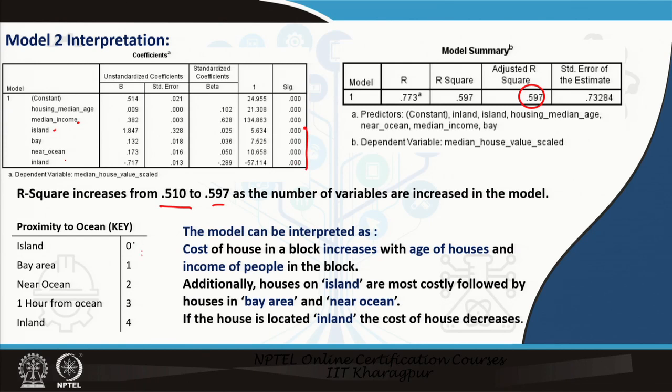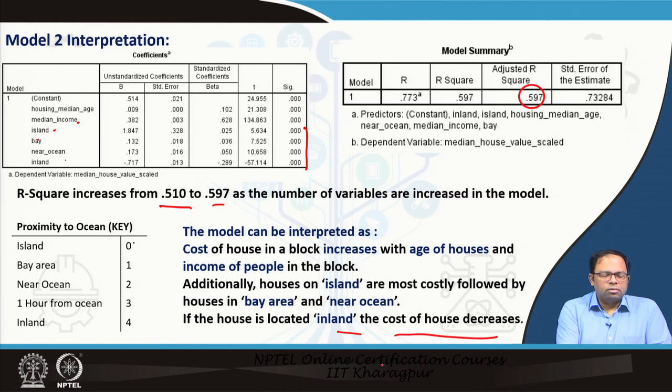So, inclusion of the categorical variables is actually improving our model, and here you see we have taken only 4 variables instead of 5. The model could be interpreted as: cost of a house in a block increases with age of the house and income of people in the block, because these both are positively related. Additionally, houses on an island are most costly, followed by houses in bay area and near ocean. So, these are all positive indicators. If the house is located inland, the cost of the house decreases. That is because there is a negative sign to this particular variable.